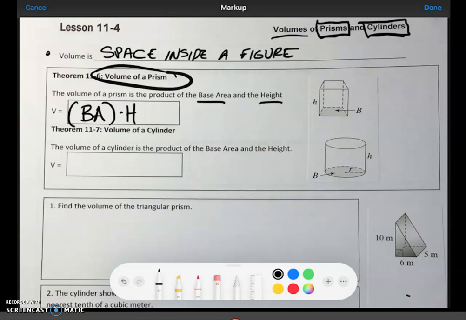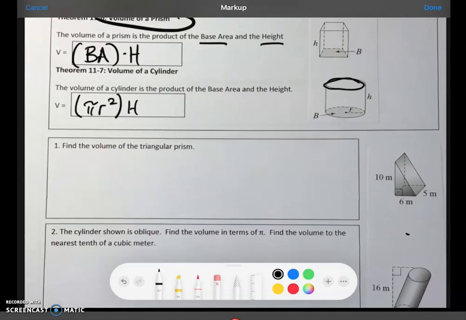The volume of a cylinder is essentially the same thing, base area times height, but a cylinder we already know is a circle. And we know the formula for a circle is pi r squared times the height. So a cylinder will always have pi r squared because we're dealing strictly with circular bases. So let's try number 1 here.